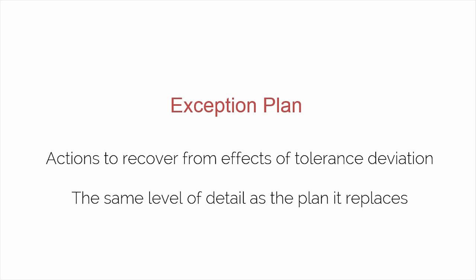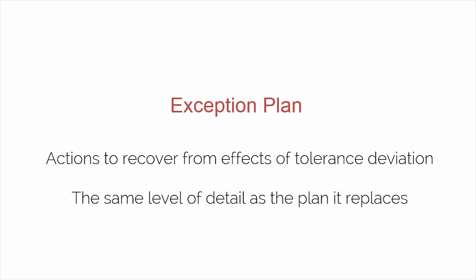The exception plan is prepared for the appropriate management level to show the actions required to recover from the effects of a tolerance deviation. If approved, the exception plan will replace the plan that is an exception, and that will become the new baseline project plan or current stage plan as appropriate. Approval must be sought at the appropriate level.